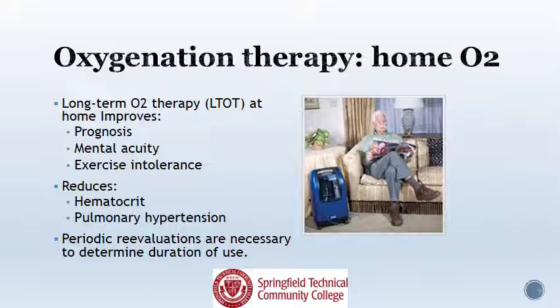So what about patients that need oxygen at home? The data shows that long-term oxygen therapy at home will improve the patient's prognosis, it improves their mental acuity, and it improves their exercise intolerance. It also reduces the hematocrit. Remember the polycythemia that happens because patients are chronically hypoxic. If you take away that chronic hypoxia, they don't have to produce all those extra red blood cells. It can also reduce pulmonary hypertension. And periodic reevaluations are necessary to determine the duration of use. But here's a gentleman comfortably relaxing at home with his concentrator beside him.